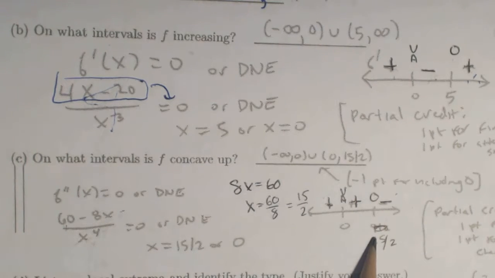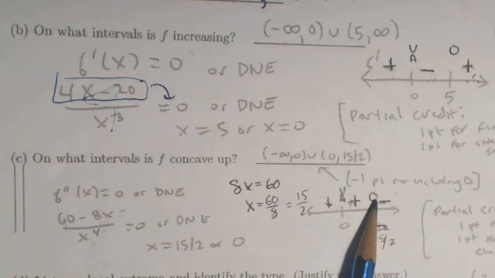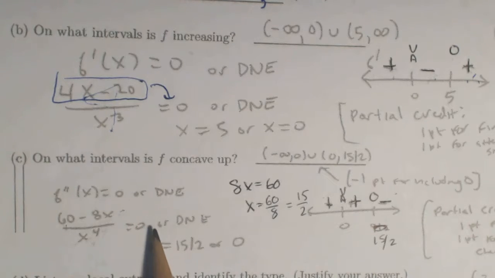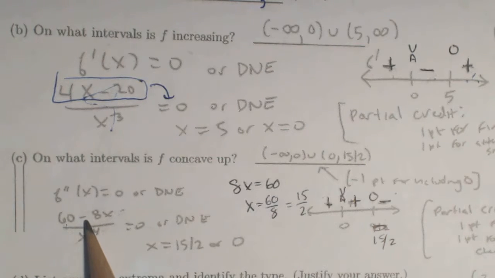And I changed that number. I'm not sure what they had written there. But at x equals 15 halves, the second derivative is 0. So we need to get pluses and minuses again. Since the denominator is always positive, you're really only plugging in here.